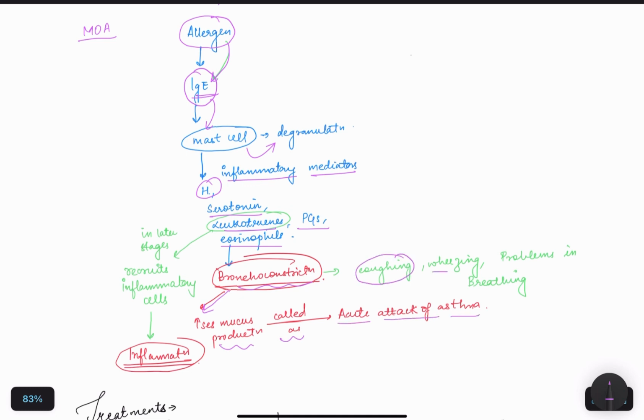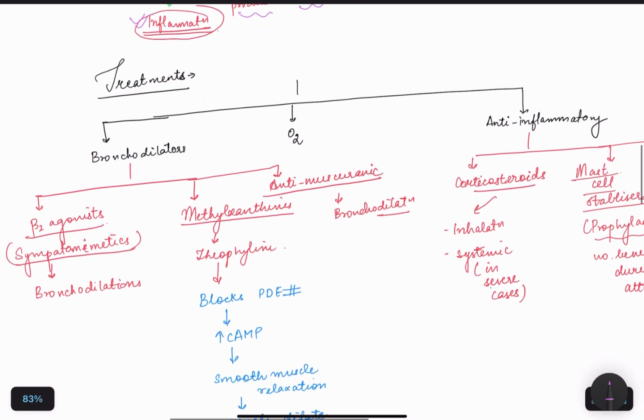The symptoms include coughing, wheezing, and problems in breathing. In the later stages, leukotrienes basically recruit inflammatory cells and lead to inflammation. So in asthma, basically two things are taking place: bronchoconstriction and inflammation. So the pharmacological treatment will involve anti-inflammatory drugs and bronchodilator drugs, plus oxygen support to the patient if the person has problems in breathing.